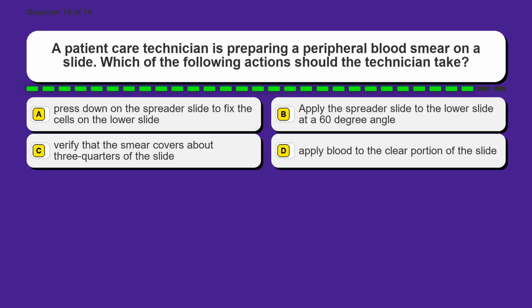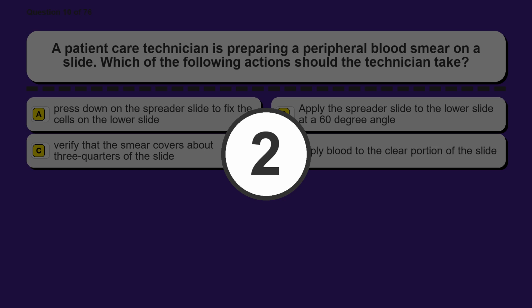Question 10. A patient care technician is preparing a peripheral blood smear on a slide. Which of the following actions should the technician take? Option A. Press down on the spreader slide to fix the cells on the lower slide. Option B. Apply the spreader slide to the lower slide at a 60-degree angle. Option C. Verify that the smear covers about 3/4 of the slide. Option D. Apply blood to the clear portion of the slide.